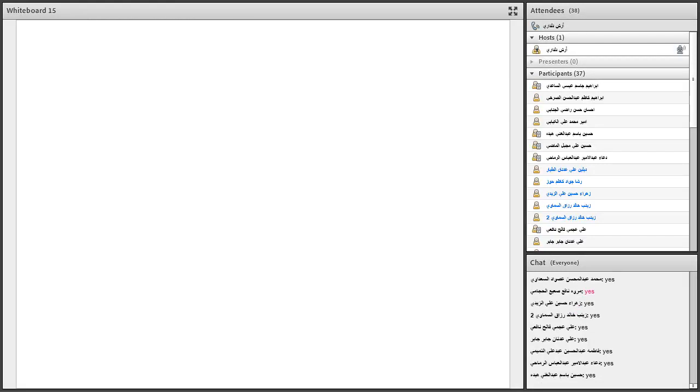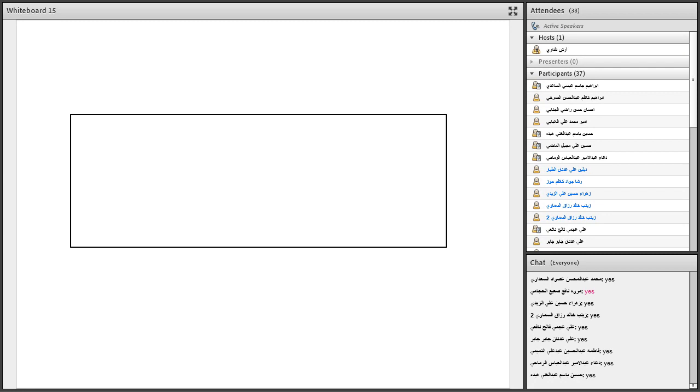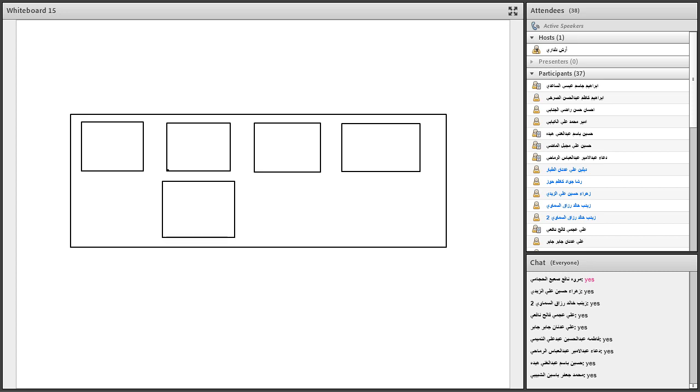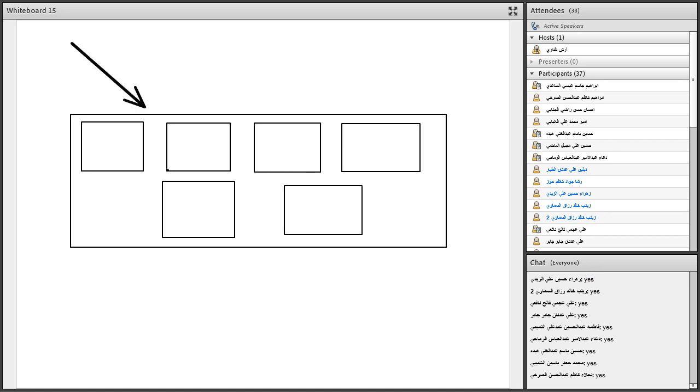So consider this large box as an enterprise or an organization. This large box can be divided into different components. So you see, I'm drawing smaller boxes within the large box. You see? These are the organization components. So, I repeat that this large box is the organization or the enterprise.